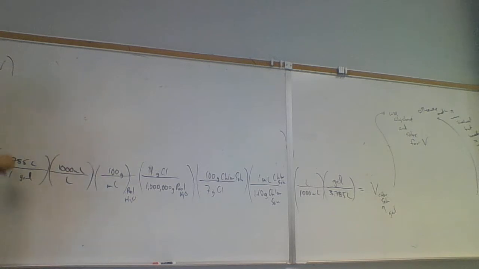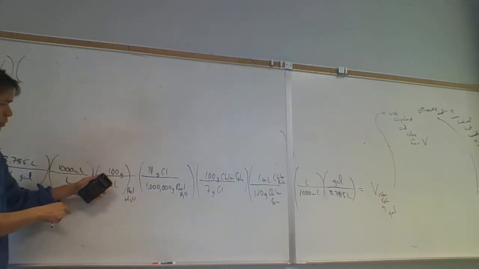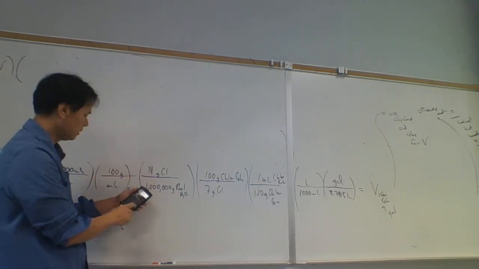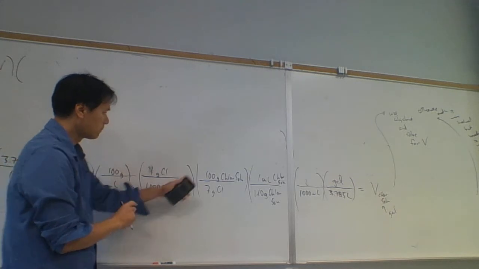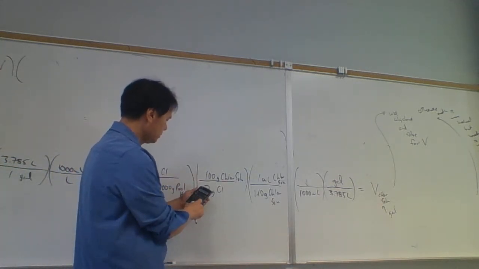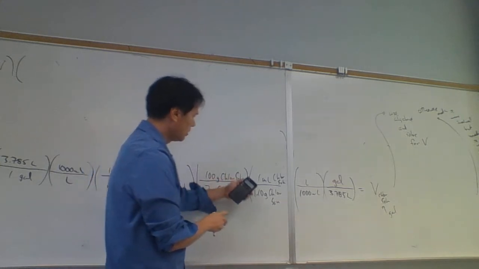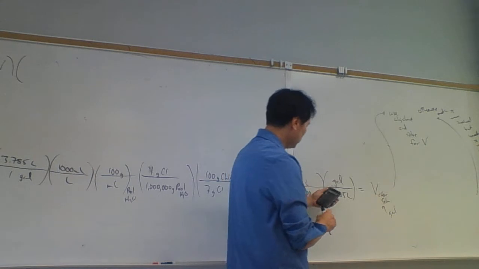Units are all going to be in gallons times, okay, now I'm going to multiply this out, 3.785, okay, times 1,000 divided by 1,000, I'll ignore that, times 1 is the same thing, divided by a million, so I'll just do divided by a million, times 100, divided by 7, divided by 1.1, divided by 3.785.